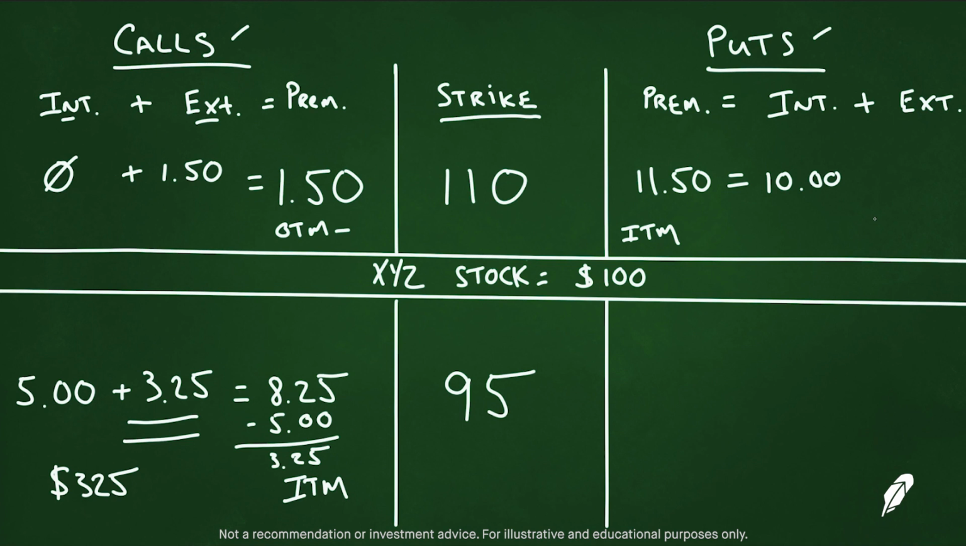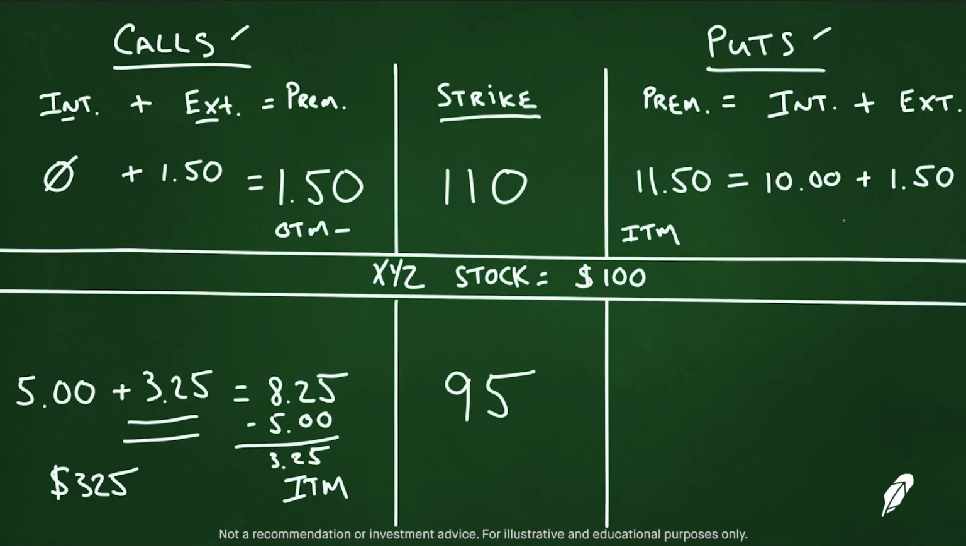Now, the option's trading for $11.50, so we just subtract that $10, and we know that this option has $1.50 of extrinsic value. Same concept. If we were to exercise this option and sell shares at 110, there would be value built into that option because the current share price is $10 lower. But if we were to exercise this put option, we would be forfeiting this $1.50 of premium, which in real dollars is $150.